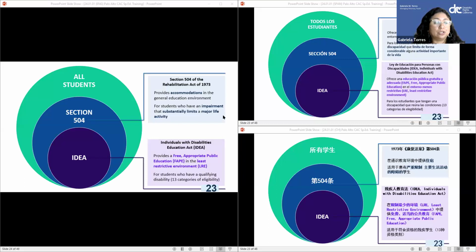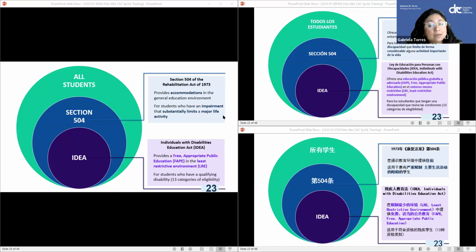And so, like we said earlier, when we were looking at the different ways you can qualify for special education or education services, we have this universe where all students are present. And within a smaller bubble within that is section 504. So under section 504, you get accommodations in the general education environment. And that can look like a lot of things, you know, extra time on tests, preferred seating, reduced assignments. That's typically what that looks like, but those are provided in a general education setting.